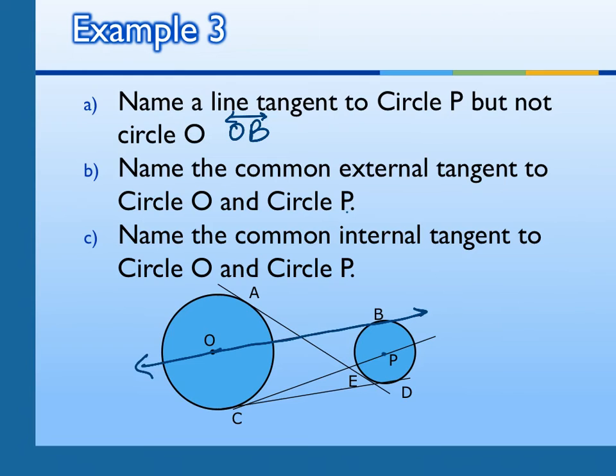All right, B, name the common external tangent to O and to P. External means if I connect these, it doesn't cross it, right? CD. CD, right? Tangent to both, but doesn't cross that line that we just made.